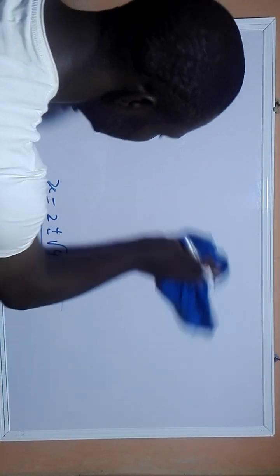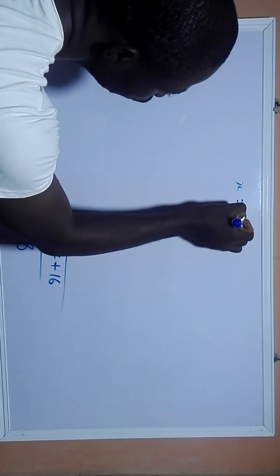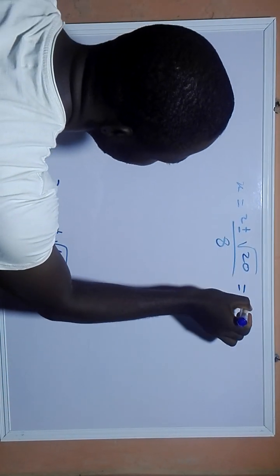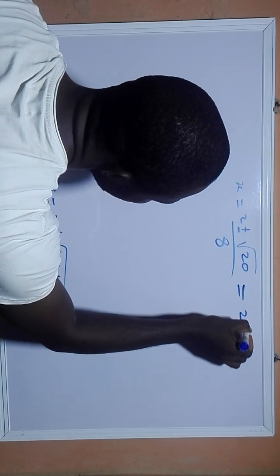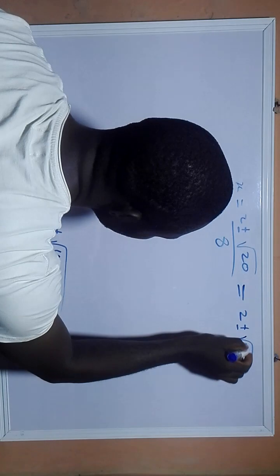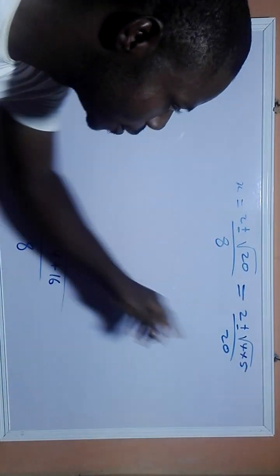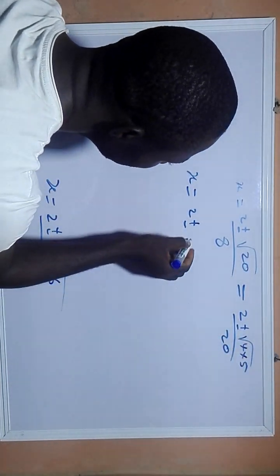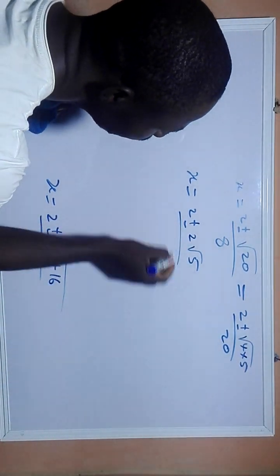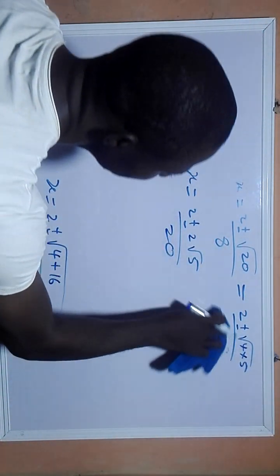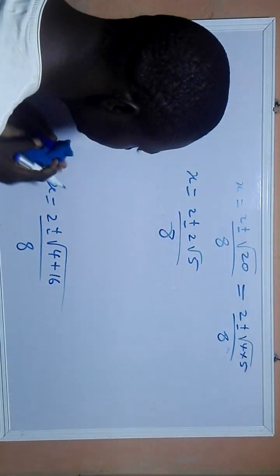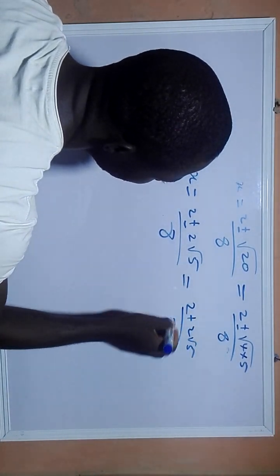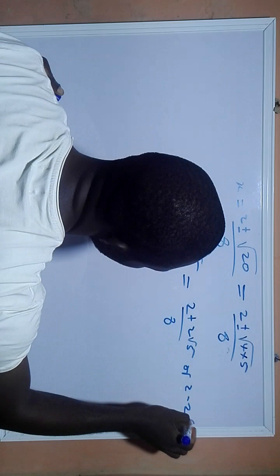So we can now have y is equals to 2 plus or minus square root 20 over 8. Now square root 20 will give us square root 4 times 5, because this is a radical. Square root 4 will give us 2, then we have 2 root 5 over 8. 2 times 4 is 8. So we can now have 2 plus 2 root 5 over 8, or 2 minus 2 root 5 over 8.